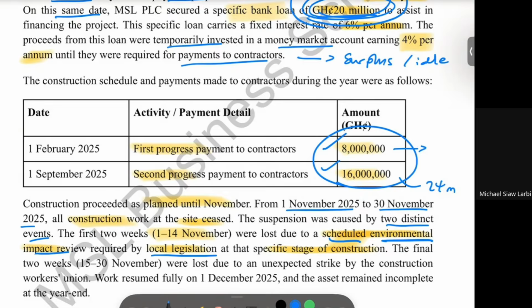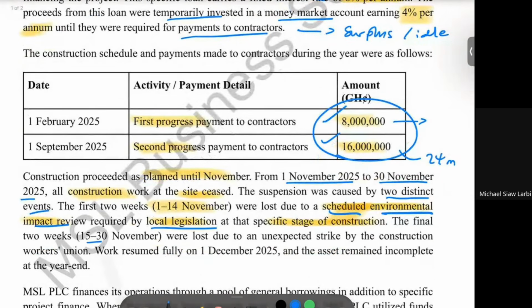So watch this one. The final 2 weeks, 15 to 30 November, were lost due to an unexpected strike by the construction workers union. Maybe they were not being paid well, and they said we're going to stop working. In those 2 periods, yes, we will suspend capitalization of borrowing costs. So take note, it's not every suspension of activities or construction that leads to suspension of borrowing cost capitalization. Necessary and normal activities, you don't suspend capitalization.